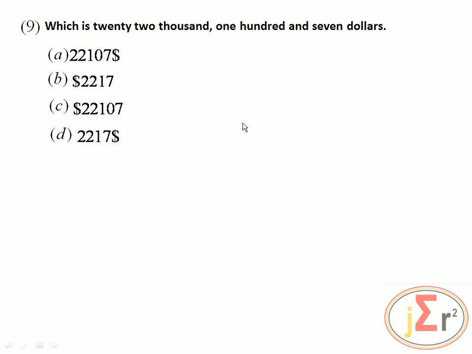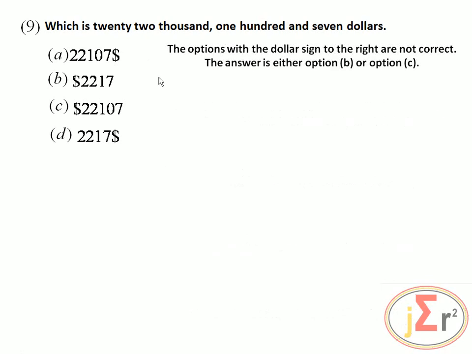But I don't know of anywhere in the world that the dollar sign is placed at the end of the number. So we know that options A and D are incorrect. So we know now that the correct answer must be either option B or option C.